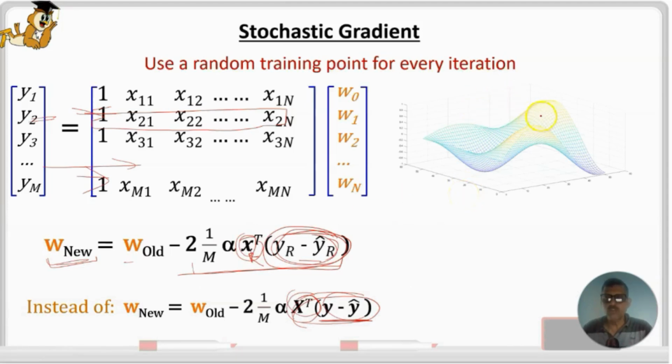And pictorially, it is essentially the same thing. You begin at a point and move in a direction defined by the gradient for that point and keep moving till you essentially hit the minima, right? Now in stochastic gradient, as you can imagine, you would have many more iterations, but the computational burden in each iteration would be substantially less, and therefore this is a more efficient way of going about solving the gradient descent.